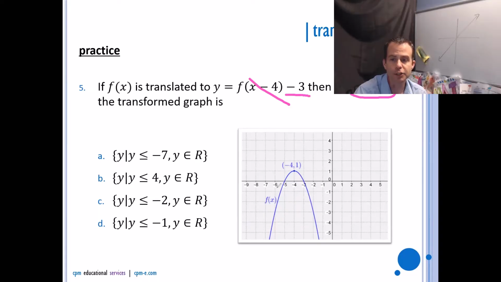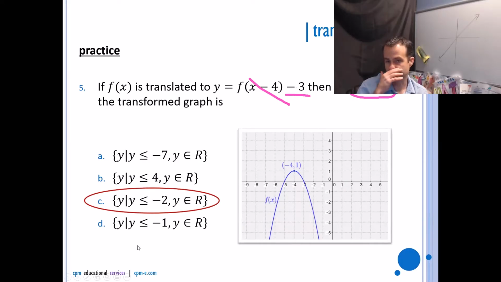So my original point was at -4, 1. If I take 1 and move it down 3, where am I going to end up? I'm going to end up at y is less than -2. Okay.